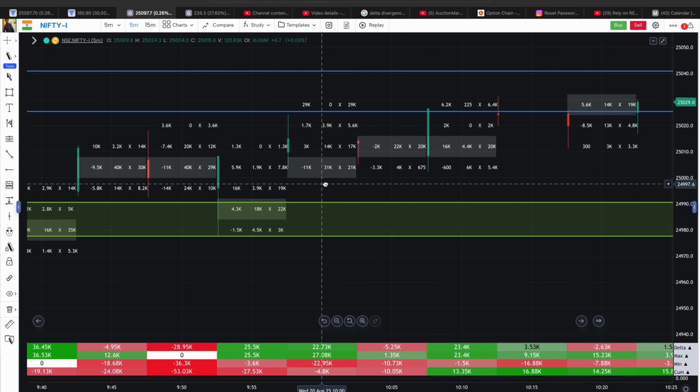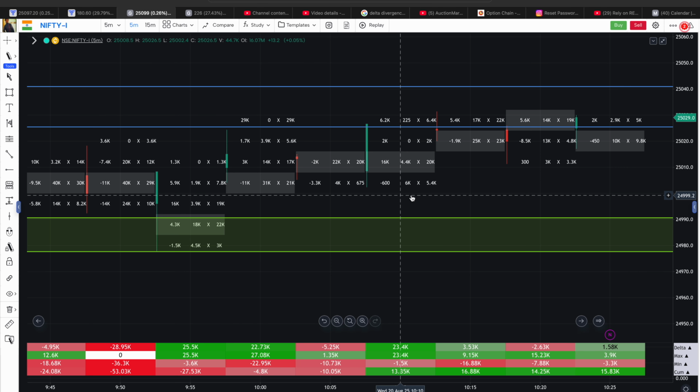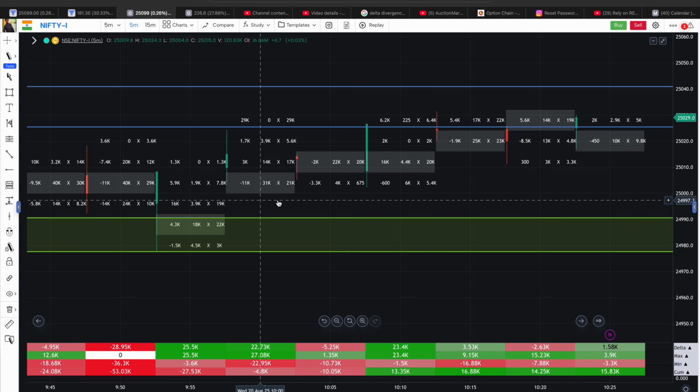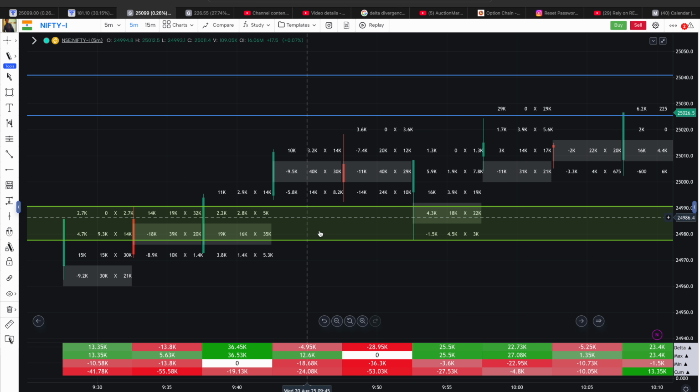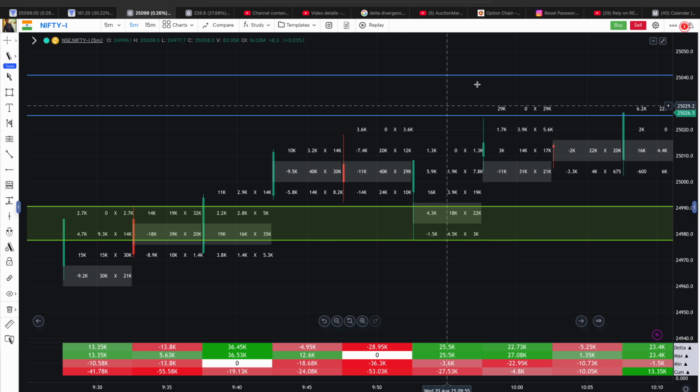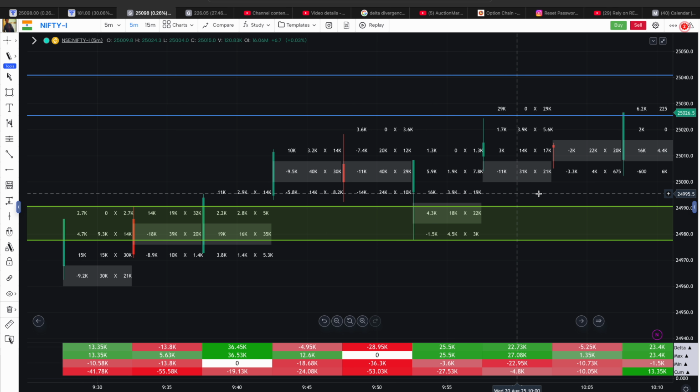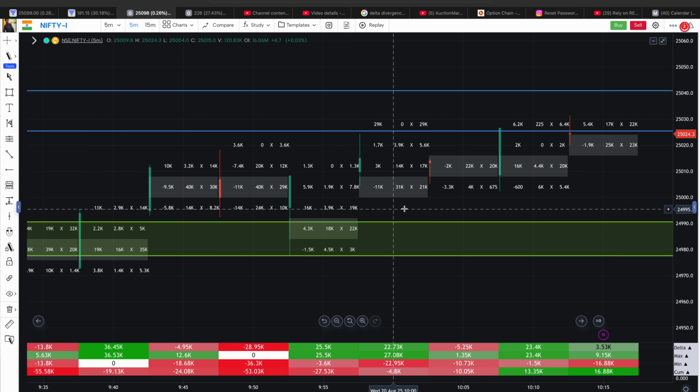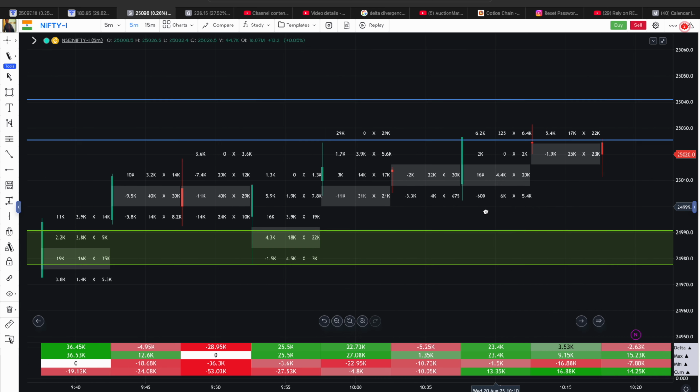Okay, this was the pullback, but immediately after the pullback there was a resistance here, the previous day consolidation zone. So I took a risk here because I was pretty much sure that if this particular zone gets broken, easily it can try to break this zone as well, because buyers were trying to hold their positions, they were not in a position to give up. So that's the reason I took a risk here.